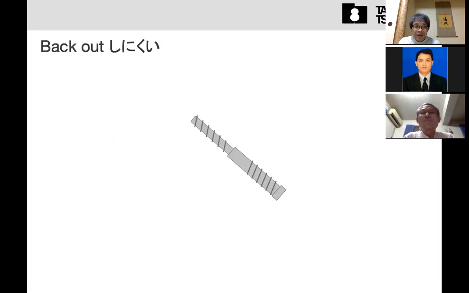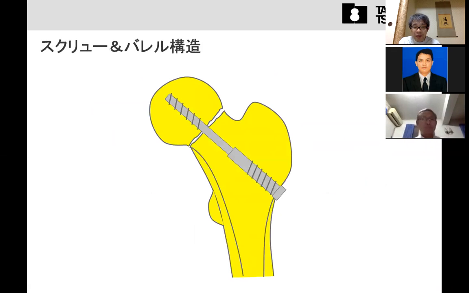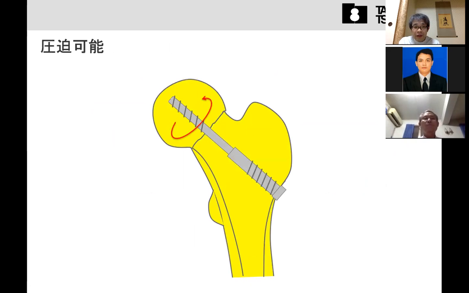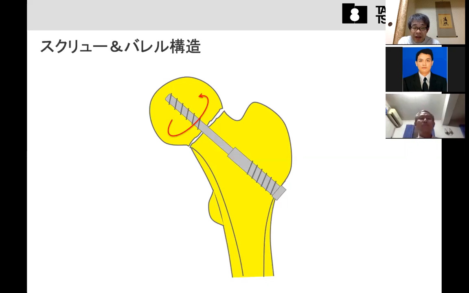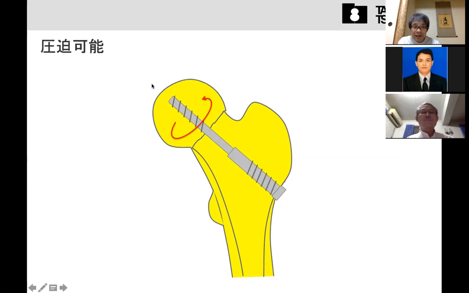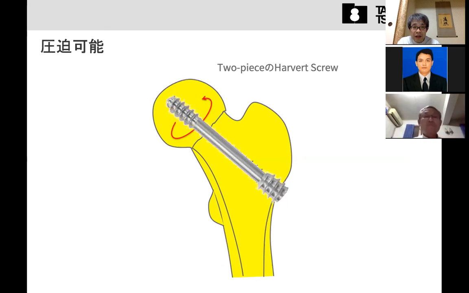So another advantage is it cannot penetrate this side, due to the screw and barrel mechanism. So it is quite easy to add the compression force: just drive the screw into this femoral head. After that, we can very easily add the compression force between the fragments, just like the two-piece Herbert screw.